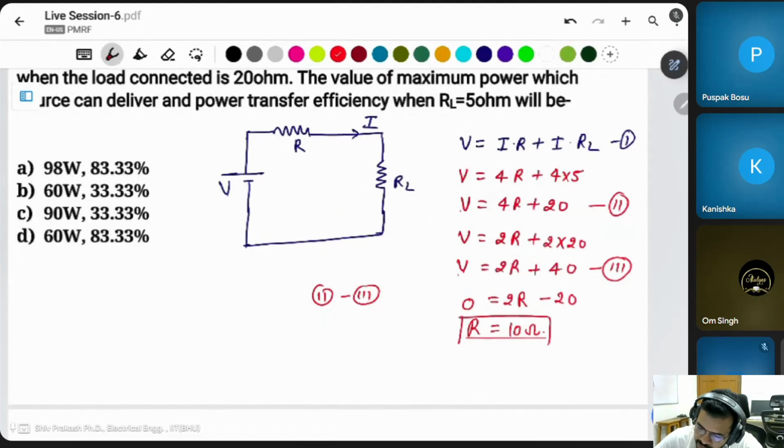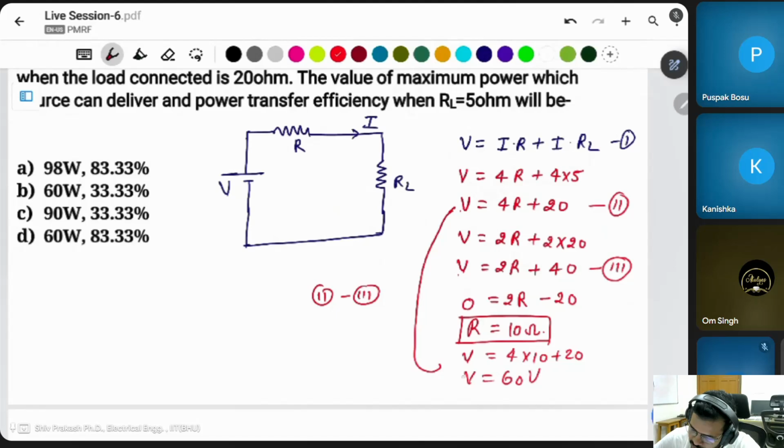R is equal to 10 ohm. Then what is the voltage? If you take this, voltage is equal to 4 into 10 plus 20, V is equal to 60 volt. We have a voltage source, voltage and internal resistor.